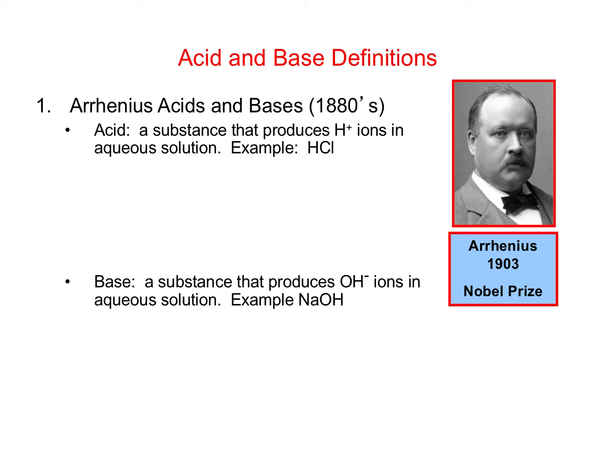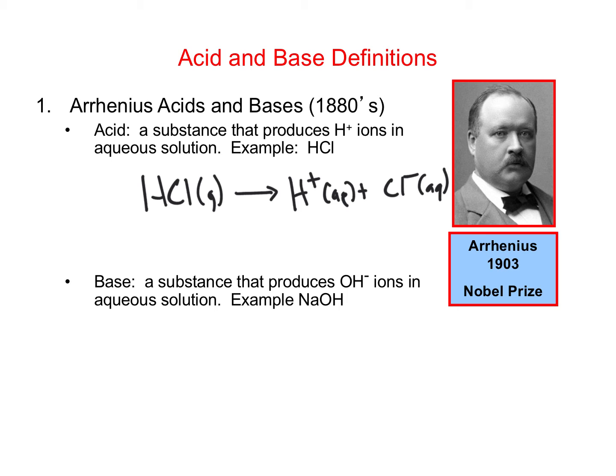So the first definition that most people learn for acids and bases is what's called the Arrhenius definition. With this definition, an acid is a substance that produces H plus ions in aqueous solution, and a base is a substance that produces OH minus ions in aqueous solution. So HCl is a common acid, and when that dissolves in water, that dissociates into H plus ions and chloride ions. And so we consider that an Arrhenius acid because it produces H plus ions in solution.